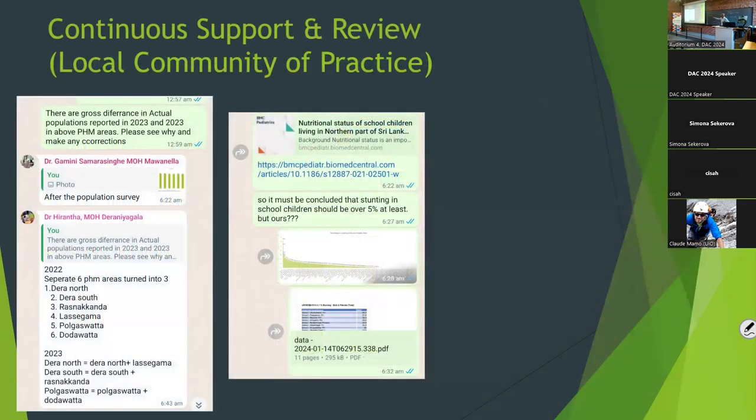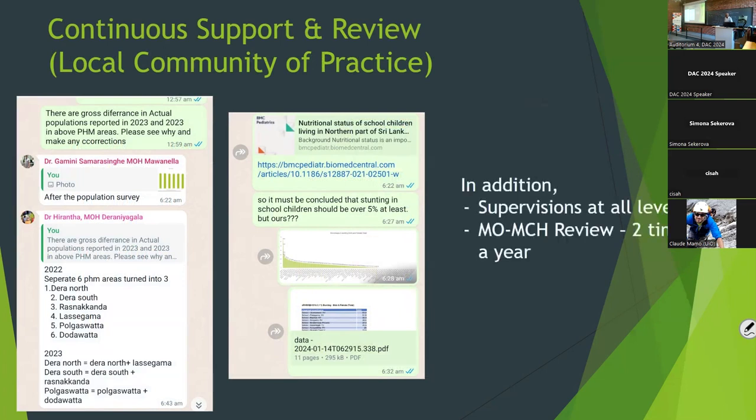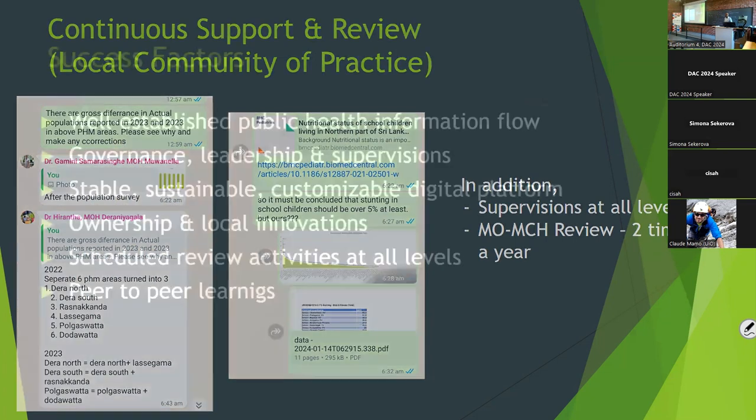And in addition, there is something very local. These are WhatsApp groups. And if you can even see, they have gone to the extent that these discussions will also include some research articles. You see, there's something from Biomed Central. So people are sharing research articles, arguing, okay, someone comes up with an interpretation and they say, no, it's not like this. So this is something very local at sub-district level we see. In addition, there will be supervisions, MCH reviews and things like that.